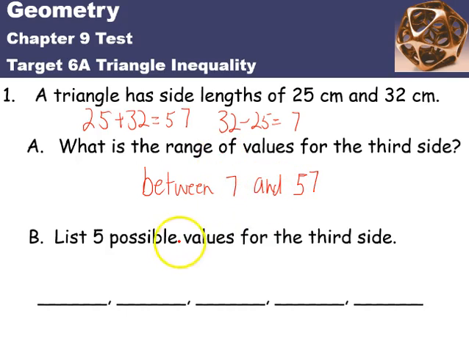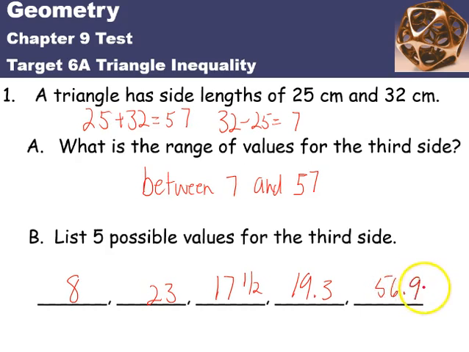Okay? So now for part B, we just have to list 5 values that fit between 7 and 57. So we could pick 8, 9, 10, 11, 12, right? I could pick 23. There doesn't have to be any order. I could do 17 and a half. I could do 19.3. I could do 56.9. As long as it's between 7 and 57, I just have to pick 5 numbers. They could be whole numbers, fractions, or decimals. Okay?